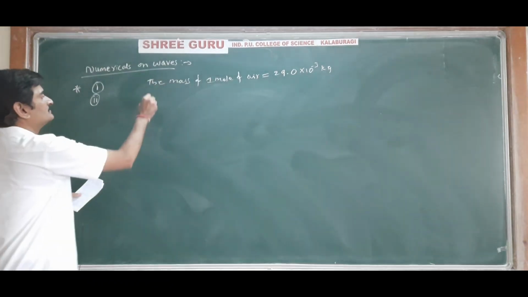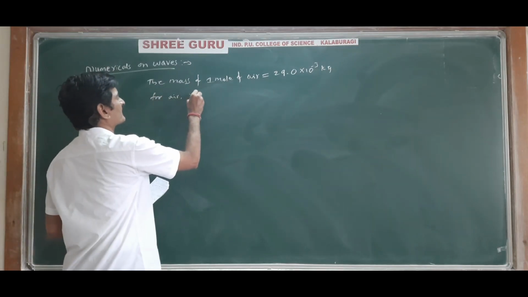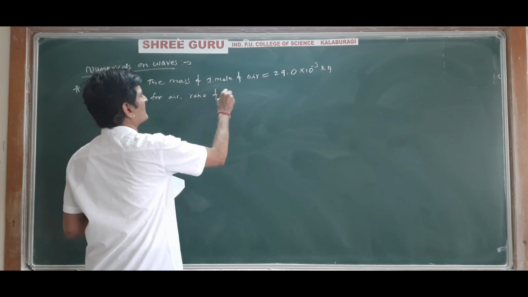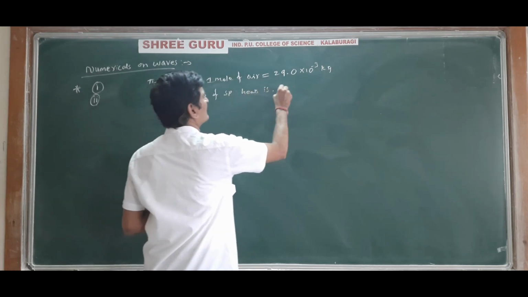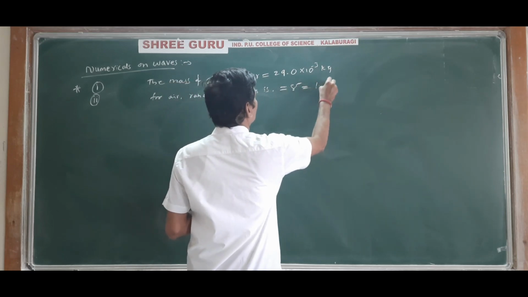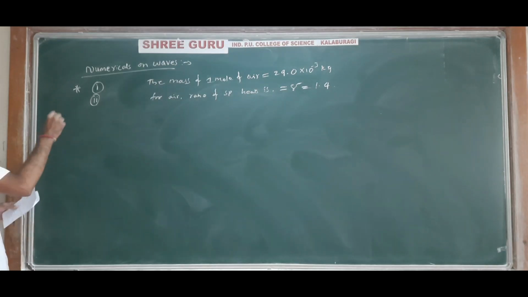For air, the ratio of specific heats, gamma, is equal to 1.4. They have given this in the question only. So this is the question. The question is completed.